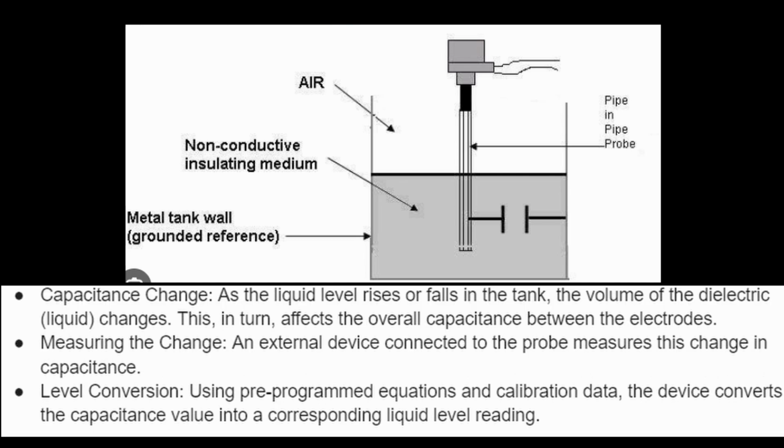Capacitance change. As the liquid level rises or falls in the tank, the volume of the dielectric, the liquid, changes. This in turn affects the overall capacitance between the electrodes. Measuring the change. An external device connected to the probe measures this change in capacitance. Level conversion. Using pre-programmed equations and calibration data, the device converts the capacitance value into a corresponding liquid level reading.